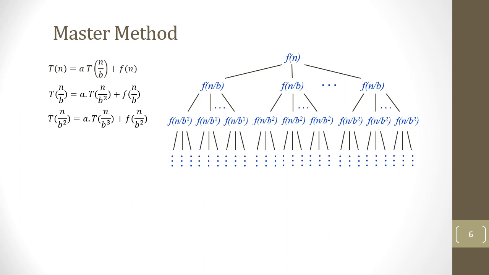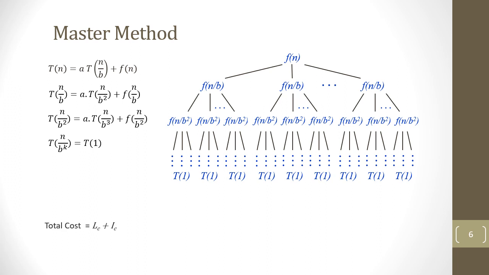The problem size is reduced to 1 at the kth level. To figure out the total cost, we will first find the leaf cost. For that, we need to find the value of k. Here, n will be equal to b to the power of k. Take log base b on both sides and we get k equal to log base b of n. That is the height of the tree.